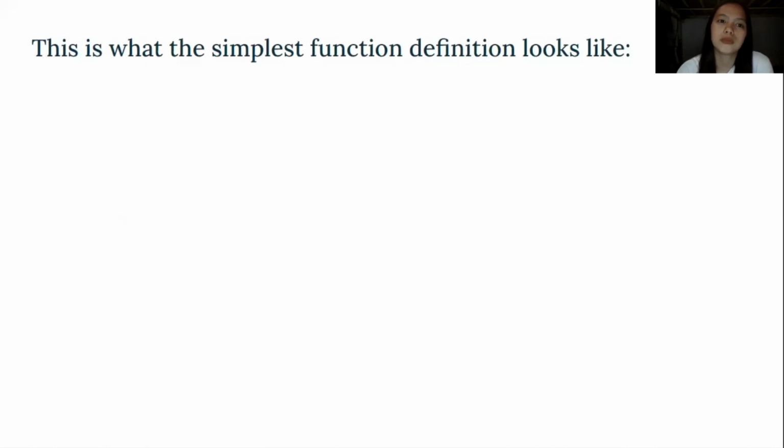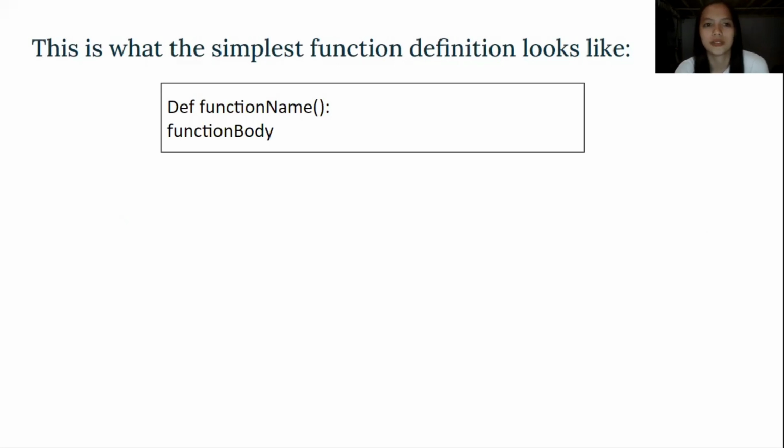This is what the simplest function definition looks like. So def, function name, open and close parentheses, function body. Sometimes there are particular pieces of code that need to be reused, so a function is needed so that they don't have to be repeated.